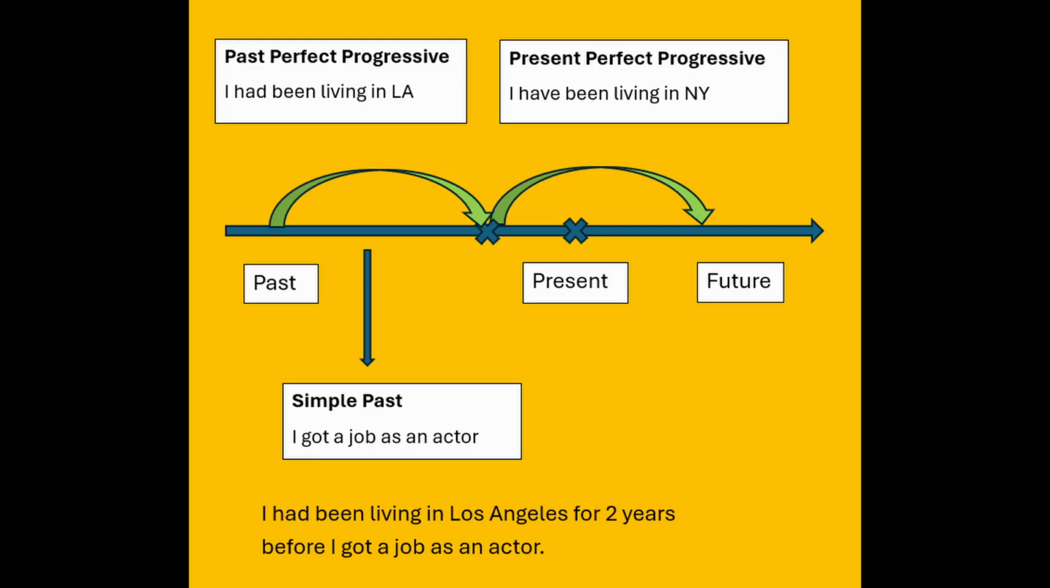Okay, what is the difference between saying I had lived in Los Angeles for 2 years before I got a job as an actor, or I had been living in Los Angeles for 2 years before I got a job as an actor? What's the difference? It's very slight. It's a slight difference in nuance and meaning, in shade of context.